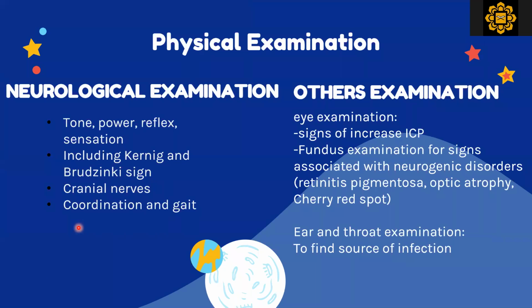And then another important examination, the neurological examination: tone, power, reflex, and then Kernig and Brudzinski signs for meningitis, and check for coordination and gait. For the eye examination, check for any increase in intracranial pressure with the fundus examination, and then for the ear and throat examination to find any source of infection. The child may have an ear infection, so we need to find this.